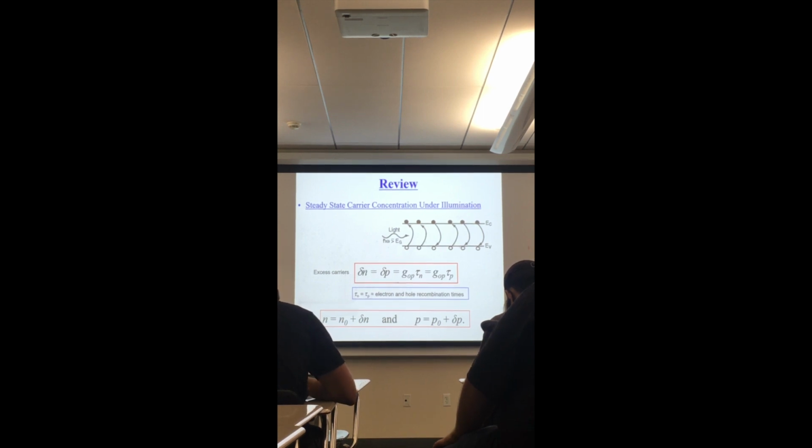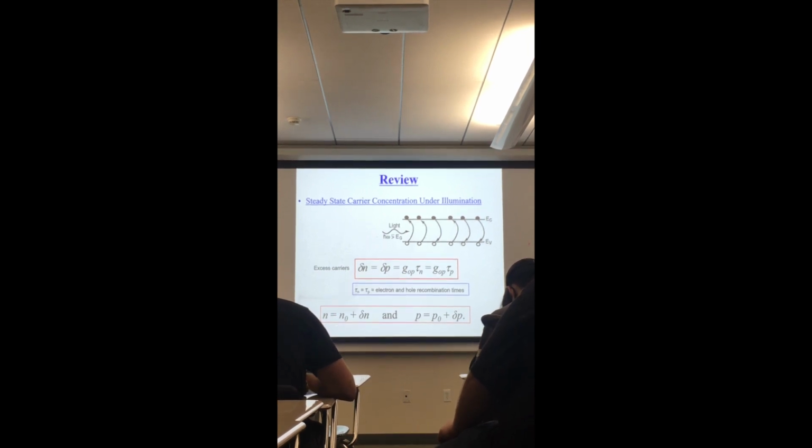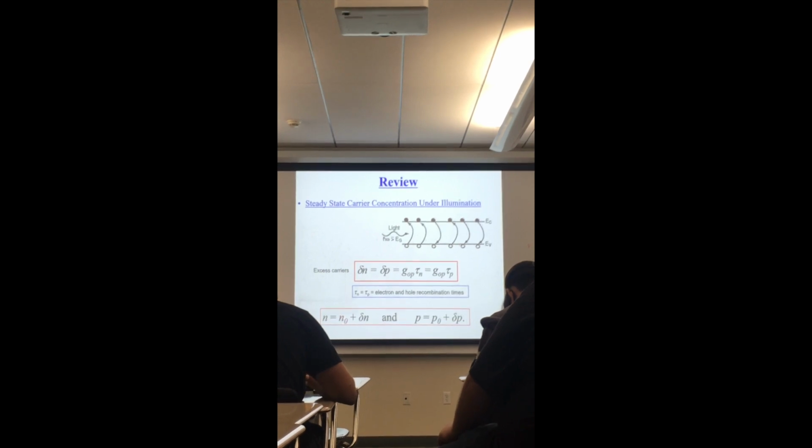And then if we continuously shine light on a semiconductor material, we will have these excess carriers. So the excess carrier is related to the generation rate, and this is the recombination lifetime. Okay. So if we want to calculate the total electron concentration, it's basically the equilibrium value, n naught, plus this delta n. This is the excess value.